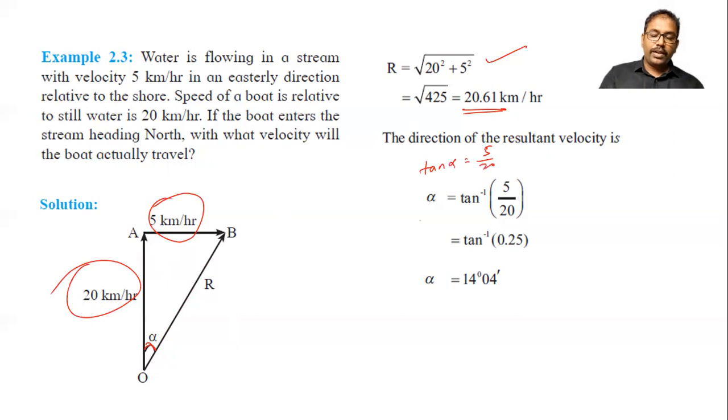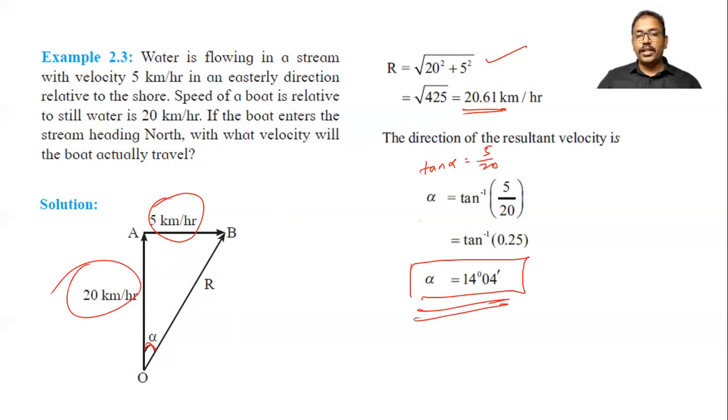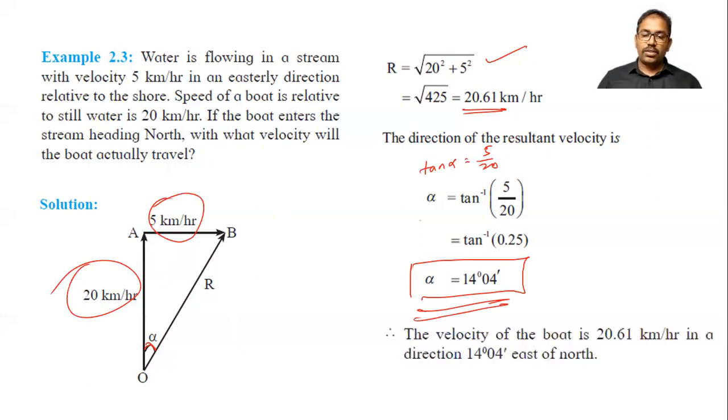So we have to find out alpha. Alpha is tan inverse of 5/20. Tan inverse of 0.25 is coming 14 degree 4 minutes. So this angle gives us the direction. So the velocity of the boat is 20.61 km/h in a direction 14 degree 4 minutes east of north.